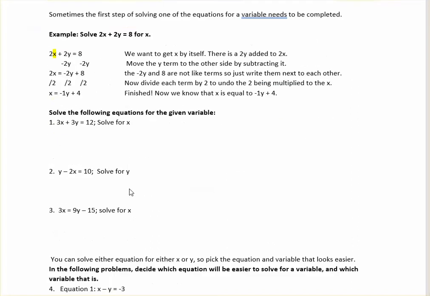So our first part of the worksheet, 1, 2, and 3, you're going to solve for the variable. Number 1 is very similar to the example problem with a little bit different numbers. Number 2 is even easier. It says to solve for y. Right now we have y minus 2x equals 10. There's the y. We have minus 2x after it. We need to undo the minus 2x, so the opposite would be to add 2x. So we need to add 2x to both sides so that we can undo it and get y by itself.